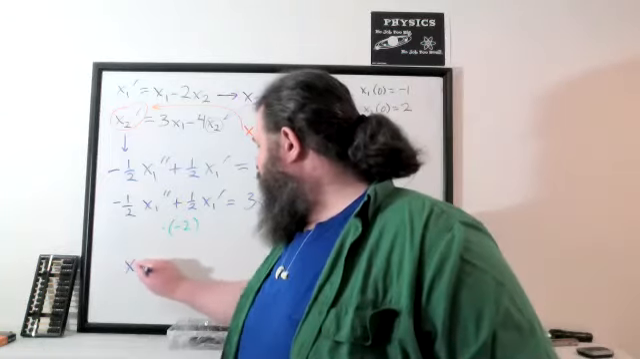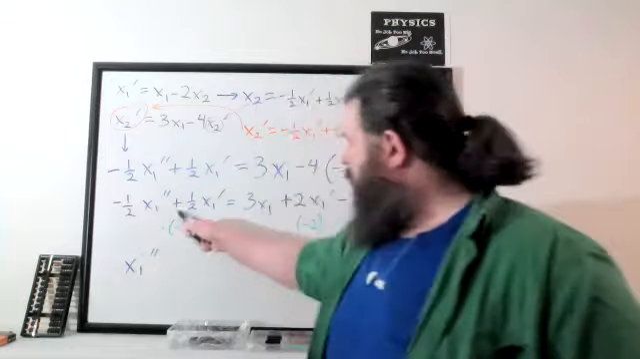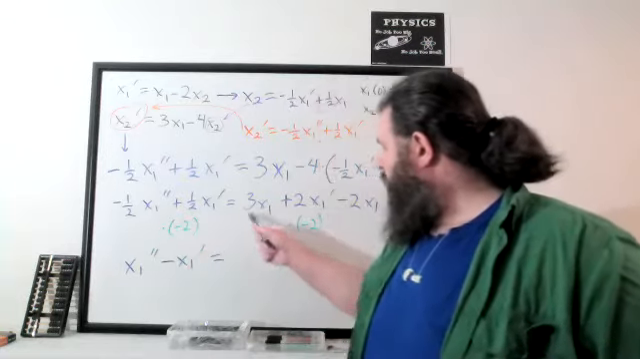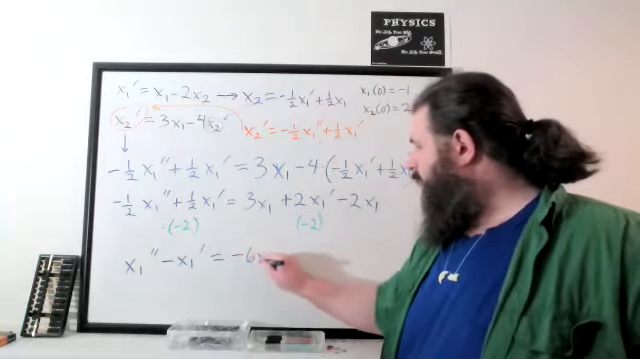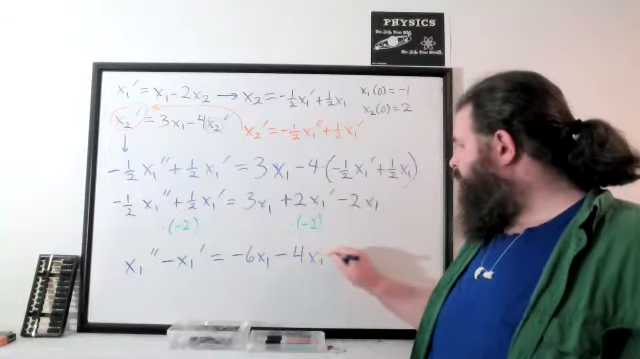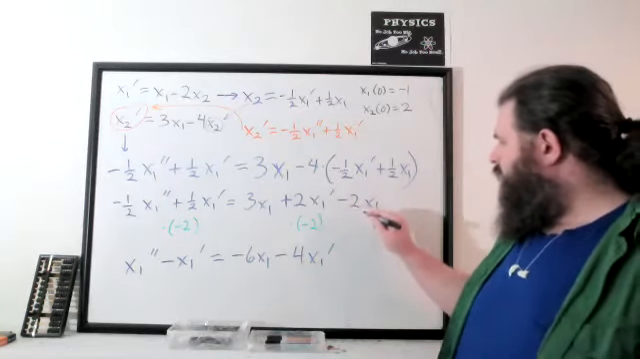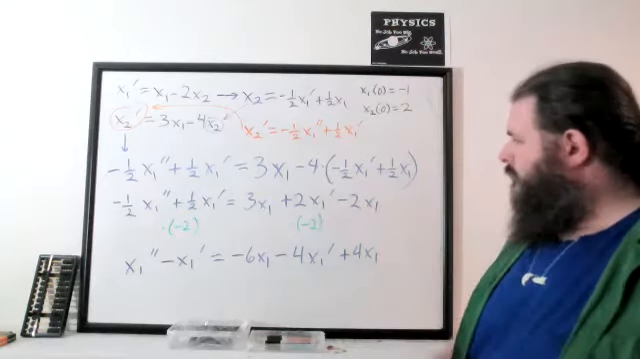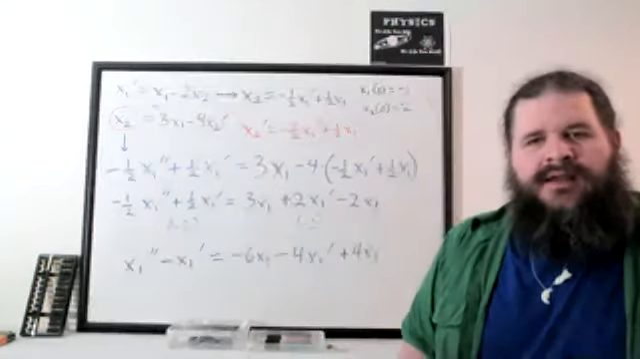We get positive x1 double prime minus 1 x1 prime equals 3 times negative 2, negative 6 x1 minus 4 x1 prime plus 4 x1. Any questions on that so far?